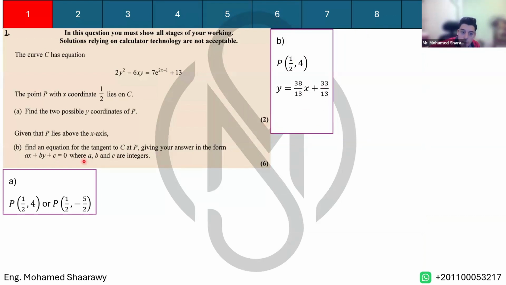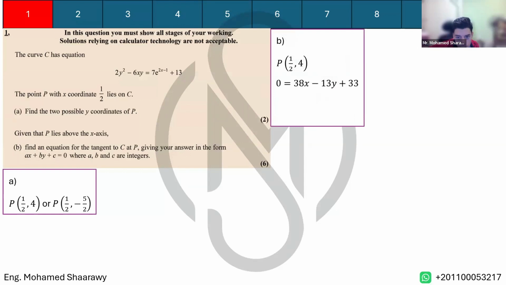So 38 over 13, I replaced it with m. How can I get c? Making c the subject, it will be y minus 38 over 13 x. What is x and what is y? It is the x and y of the required point. So replace y with 4 and x with half. This would give me c as 33 over 13. But here I didn't finish, because he wants this form, where a, b and c are all integers. I'm having some fractions, so I must multiply the whole equation by 13. So 13 times y is 13y, 13 times this is just 38x, and 13 times this is just 33. Now he needs x, then y, then the constant number, then 0. So let me subtract 13y from both sides, and then rearrange this again. And now I've finished the question.